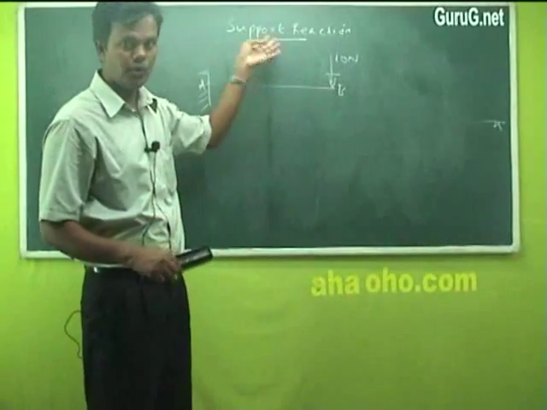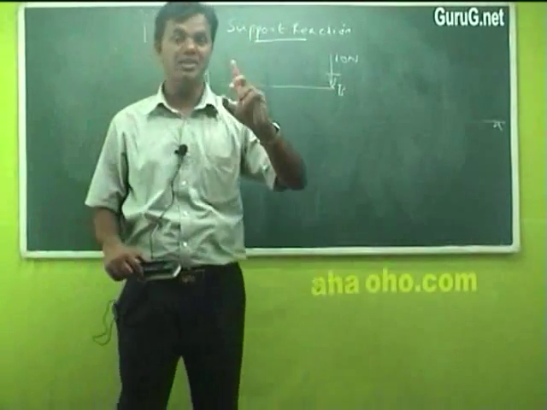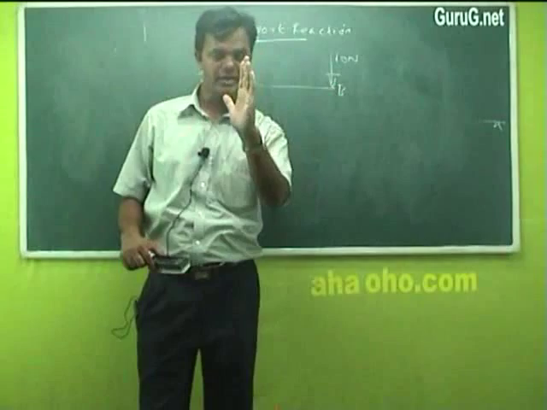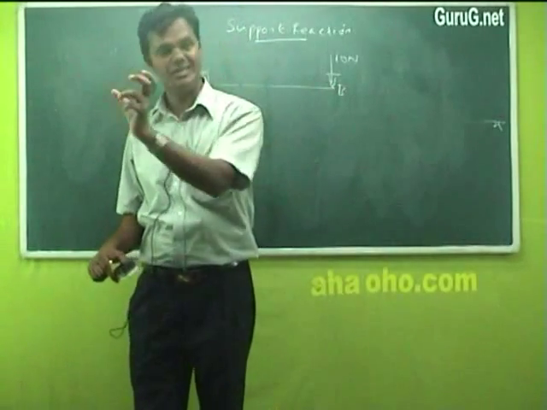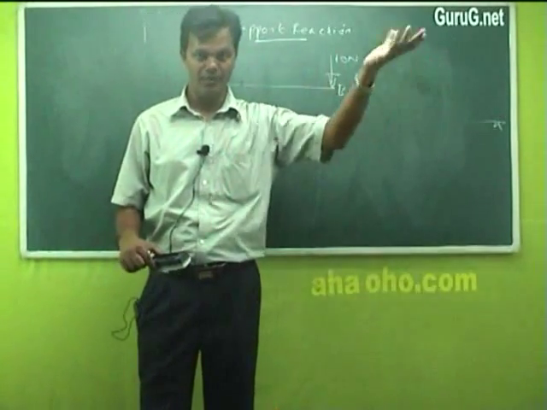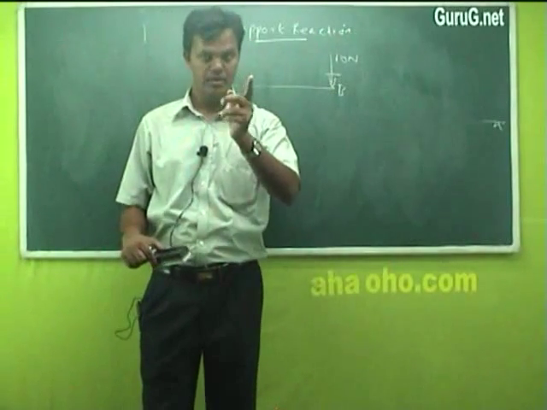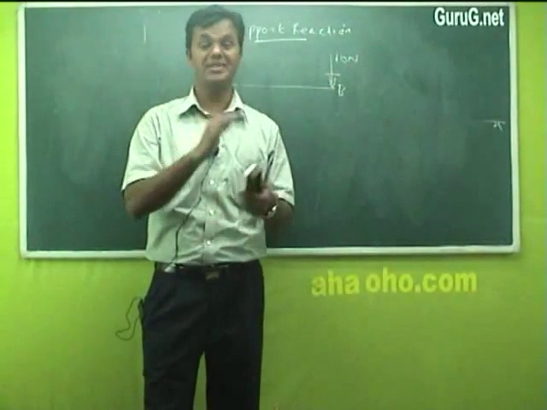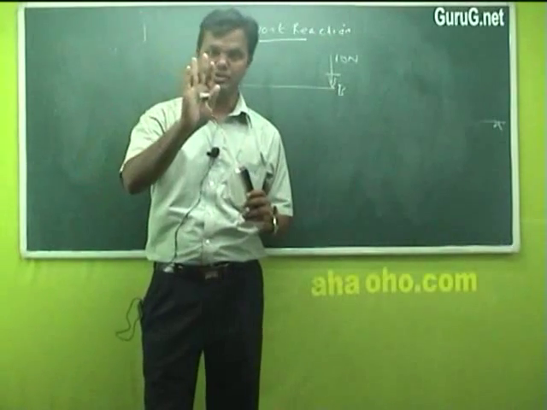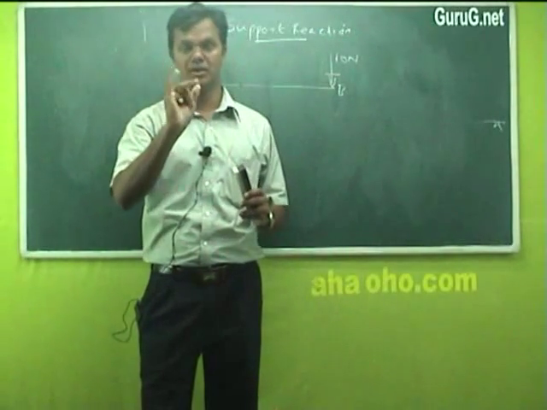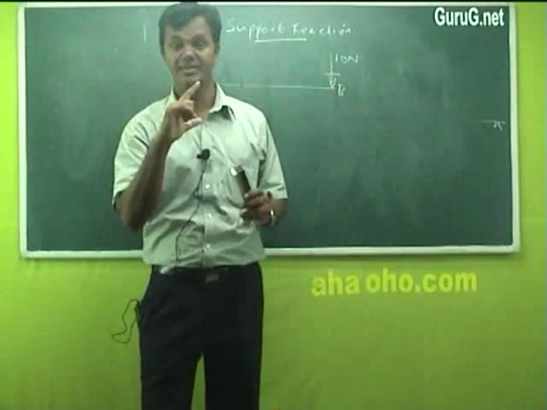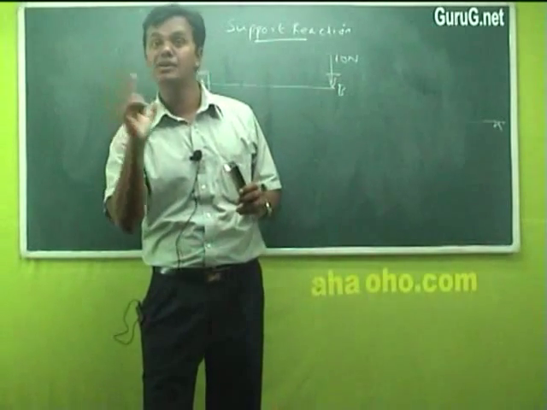So don't forget, a roller takes only the vertical load. Your hinge, I told you the example of a door and window, will take up the vertical load as well as the horizontal load, right? And the third one is the fixed support, which will take three loads: one vertical, one horizontal, as well as the twist load. I can say it's not twist, it's a rotational load.